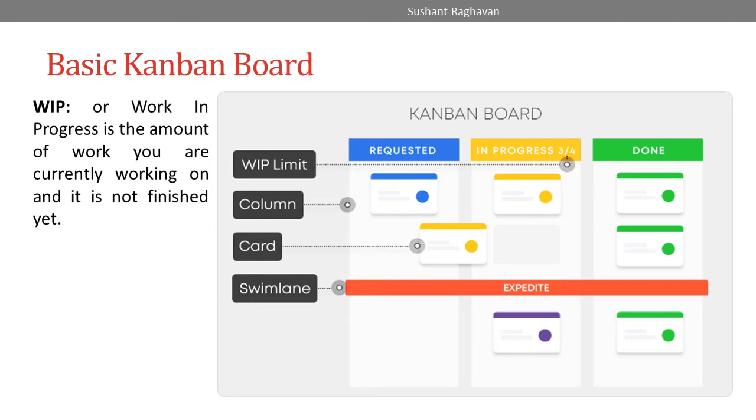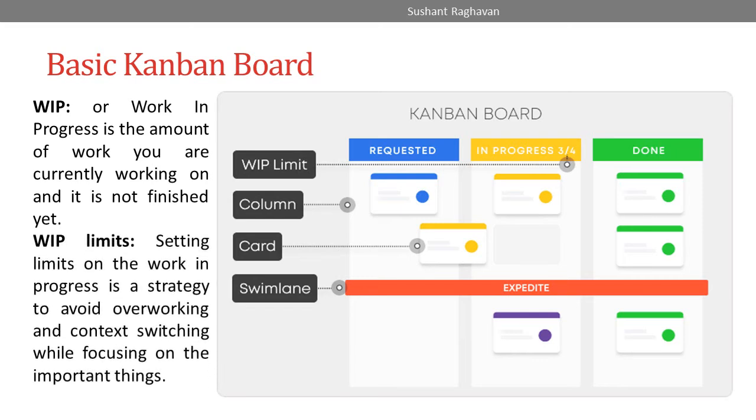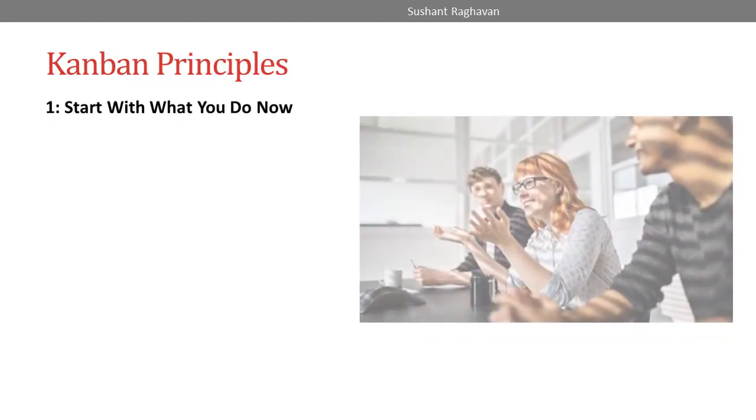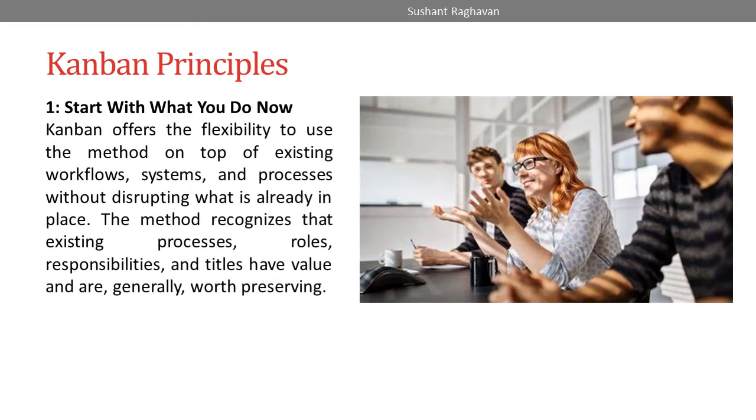WIP or work in progress is the amount of work you are currently working on and it is not finished yet. WIP limits. Setting limits on the work in progress is a strategy to avoid overworking and context switching while focusing on the important things. Kanban Principles. Start with what you do now. Kanban offers the flexibility to use the method on top of existing workflow systems and processes without disrupting what is already in place. The method recognizes that existing process roles, responsibilities, and titles have value and are generally worth preserving.